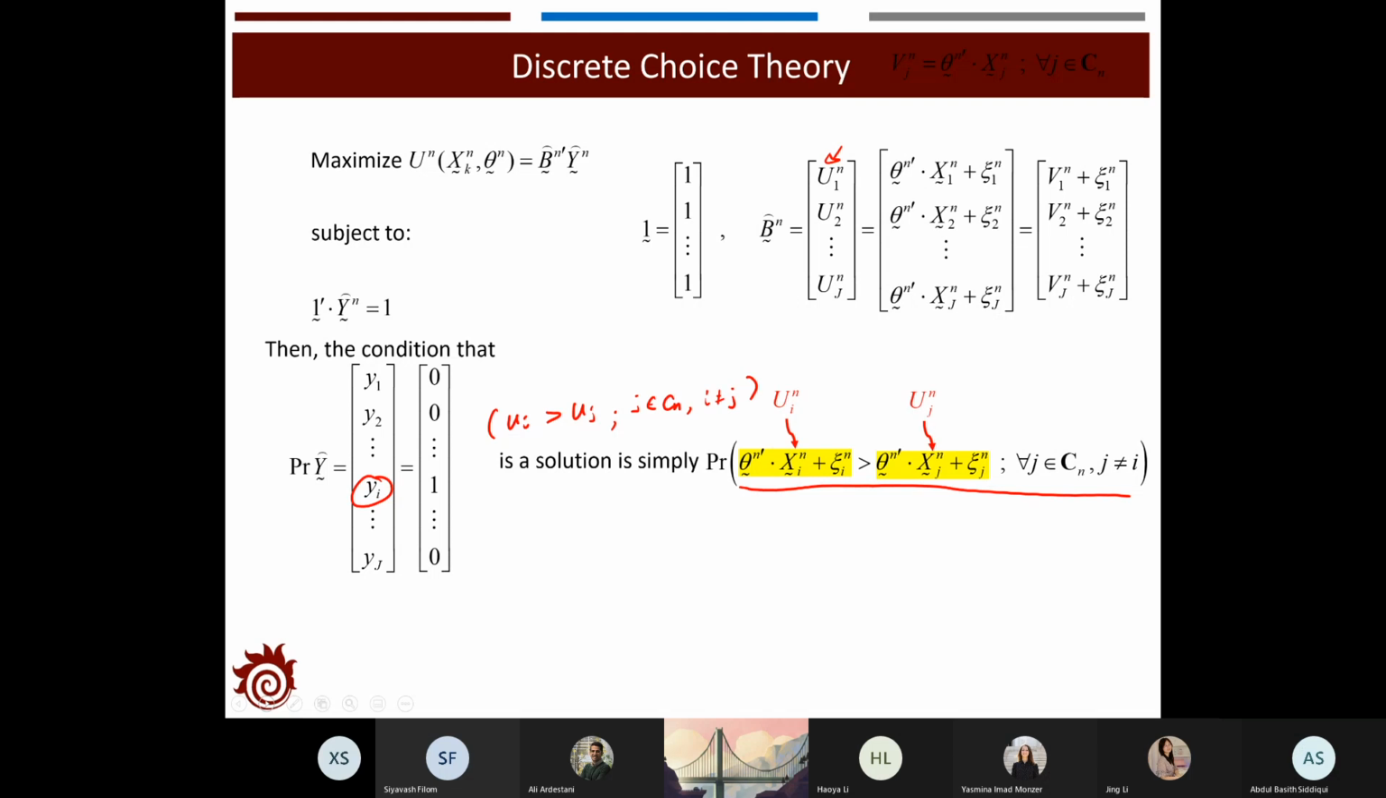And for this probability issue, if we want to find out the probability of this, we need to define a probability density function for the random term. This is usually arbitrarily assigned. Once the distribution is defined, we will be able to do some derivation to get the expression of the probability as a function of the coefficients and the observed attributes. And this is what we're going to do in the following slides.